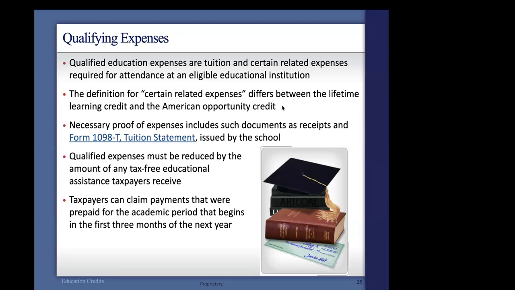Qualified expenses must be reduced by the amount of any tax-free educational assistance taxpayers received. Taxpayers can claim payments that were prepaid for the academic period that begins in the first 3 months of the next year. If the taxpayer has the 1098-T, it shows the amount they paid for tuition, and I think box 3 will show if there were scholarships or grants, or their receipts will show that. You will have to deduct that amount, if it's not already deducted, from their total expense amount before you put that amount on the line.